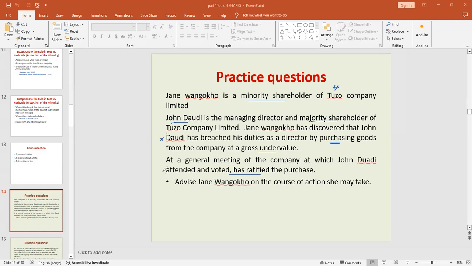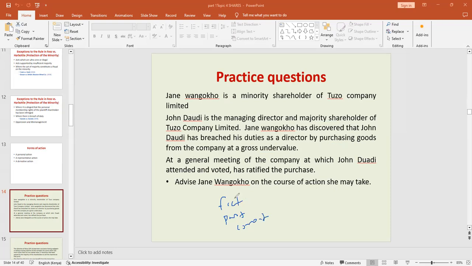So in this case, what you have here is breach of duty. Okay, they are breaching their duty as directors. So in that case, it's not breach of contract. It's breach of duty, because this is not contract law. So in that case, Jen can take action. Which action? The way you answer these questions, we first of all look at the facts, and then we look at the proof, and then we comment.